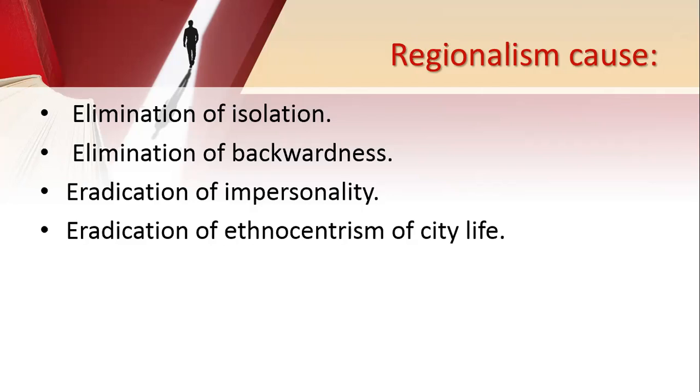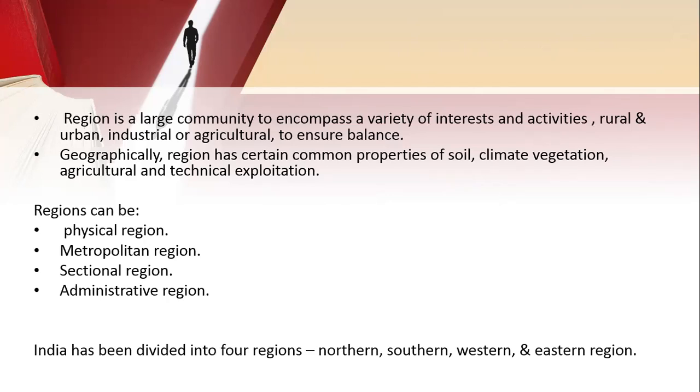And next, we'll see that a region is a large community to encompass a variety of interests and activities, rural and urban, industrial or agricultural, to ensure balance. A region is considered a large community. Here, they show a variety of interests and activities, in rural or urban areas. Industries are there, agriculture they are doing. Everything they are balancing in this region.